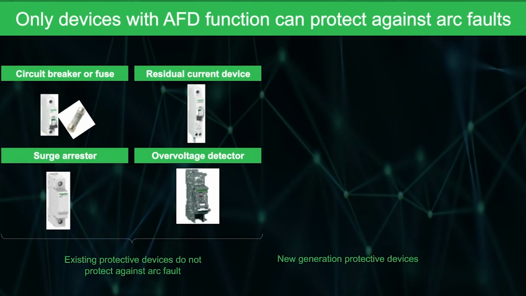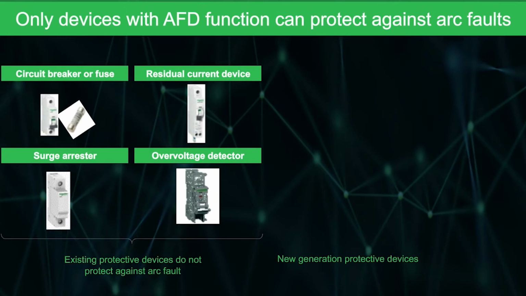So just as a recap, current protection devices on the market cannot detect series arcs or parallel arcs that can contribute to the ignition of fires. The only devices that can do that are those that have arc fault detection technology built in. And there are two options there. You can buy a standalone arc fault detection device to complement existing MCBs and RCDs, or you can buy an all-in-one device that has the MCB, RCD and arc fault detection all in one.